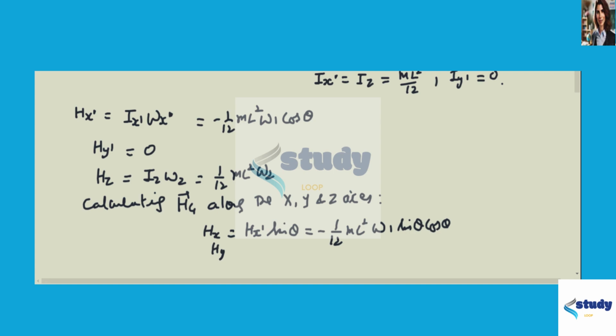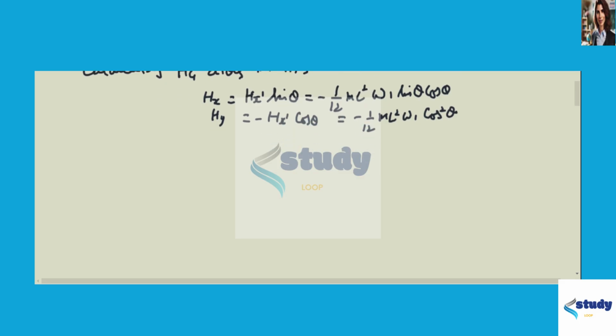H y is minus Hx dash cos theta, minus 1 by 12 ml square omega 1 cos square theta, and along the z axis you will get 1 by 12 ml square omega 2.